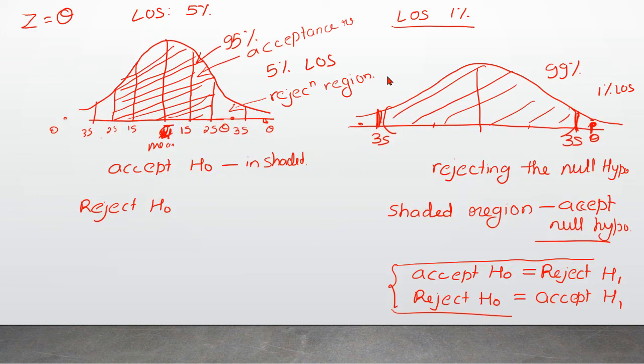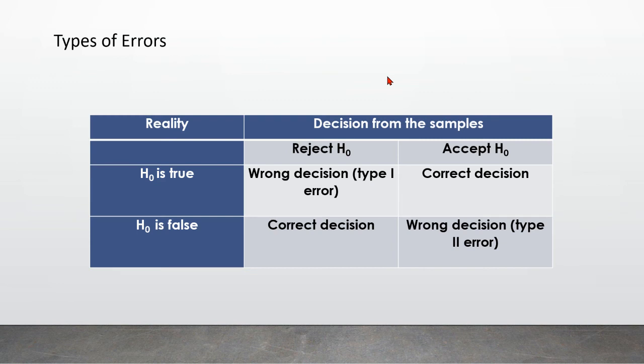Once this testing has been done, whether you have accepted or rejected the hypothesis, your final decision has been made. Now, since the population is very large and the sample you have collected is quite small, there are chances for errors. And what kind of errors are these? The errors can be when H naught is actually true, but you reject it, or when H naught is actually false, you accept it. Such kinds of errors can occur.